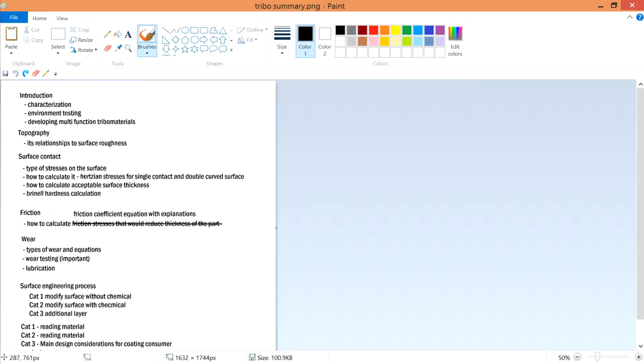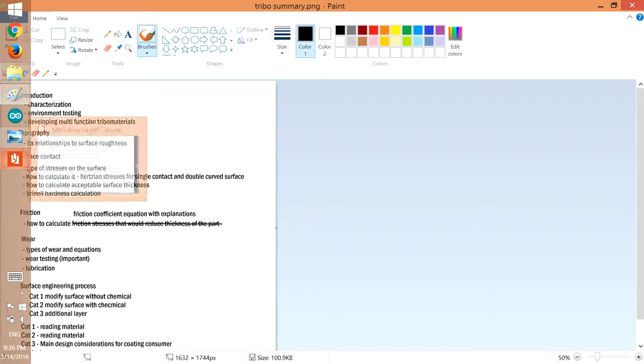So after talking about friction and the friction coefficient in the previous few videos, now we're going to talk about the types of wear, or the wearing process. We'll first talk about types of wear, then later on the wear testing, which is very important. First, we just need to understand the type of wear and the meaning of wear.